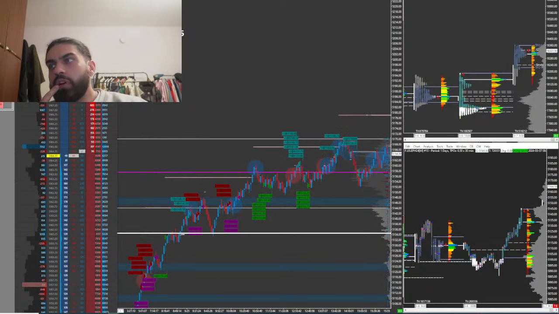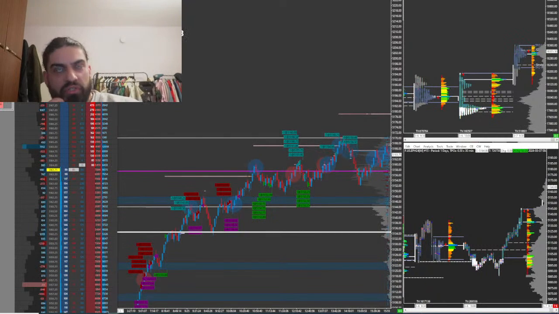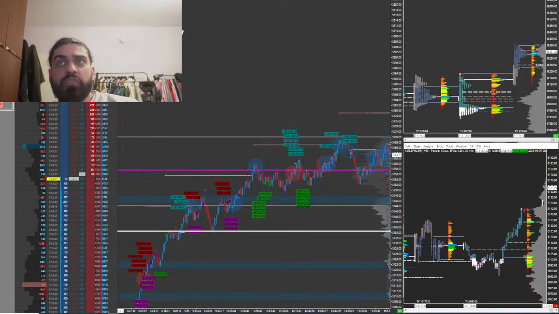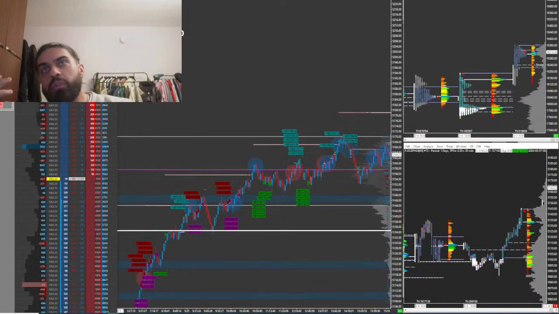What margin per contract do I think is reasonable? That's a good question. For minis, honestly, I like maintenance margin based on Interactive Brokers. I think that's a good reference point, right? Between 5 and 10 grand per mini on the ES, right? I think that's fair. I think that's reasonable.